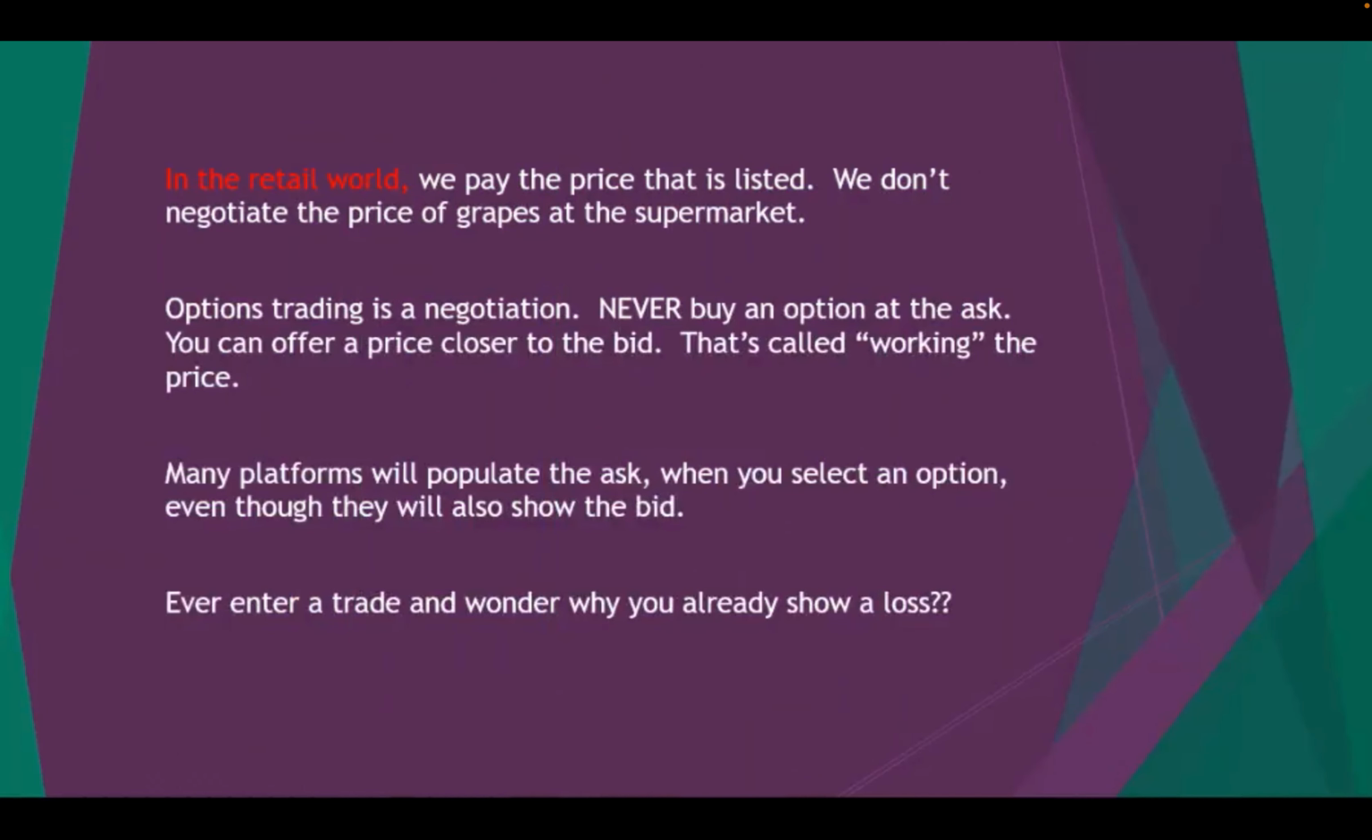So in the retail world, there's not a lot of negotiation. You go to the supermarket, you want to buy grapes, you can't negotiate. You know, if a package of grapes is $5.99, you go up to the register, you pay $5.99. But in options trading, it's a negotiation. You never buy an option at the ask. You can offer closer to the bid, and that's called working the price.